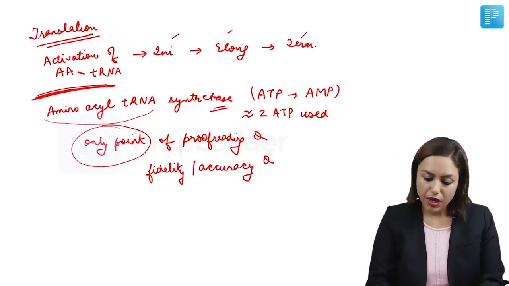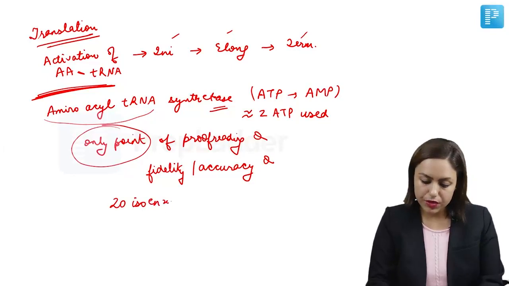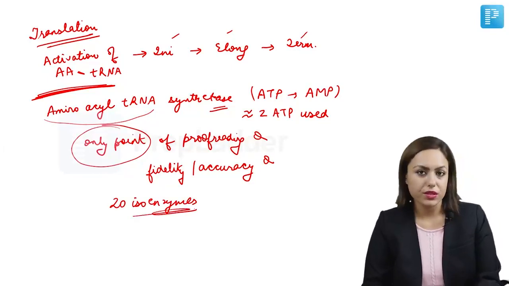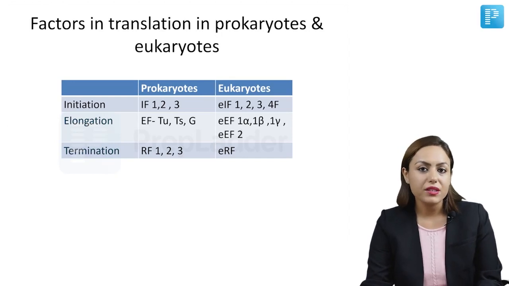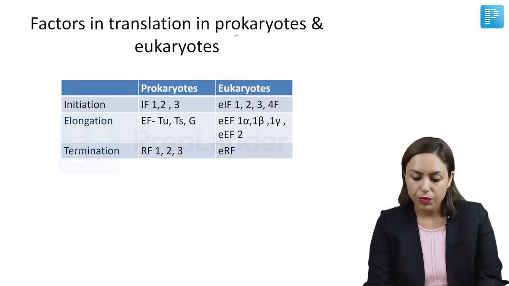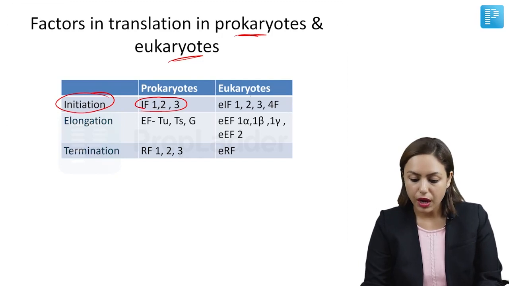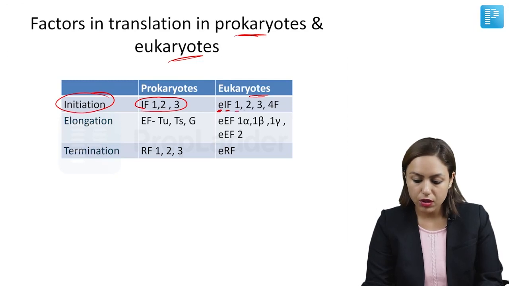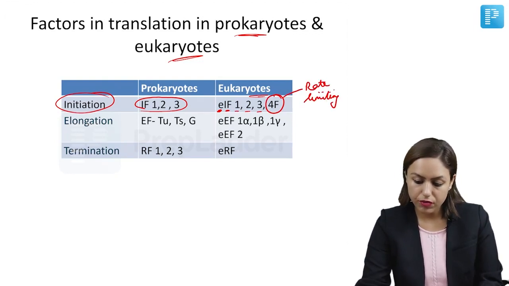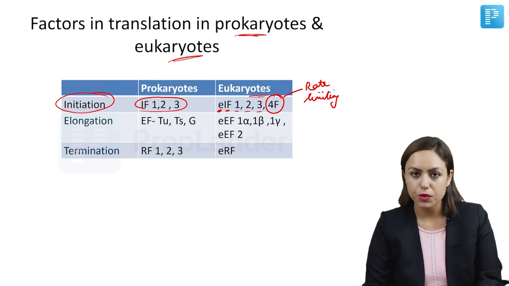And this enzyme has 20 isoenzymes, one for each amino acid, right? Now let's look at the factors required in translation for prokaryotes and eukaryotes. For initiation, there are initiation factors 1, 2, 3 in prokaryotes, and in eukaryotes there are eukaryotic initiation factors, where small e stands for eukaryotic, eIF 1, 2, 3 and 4F. This 4F is the rate limiting factor here. It is a very important rate limiting factor in the initiation.